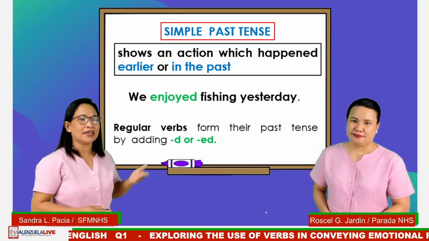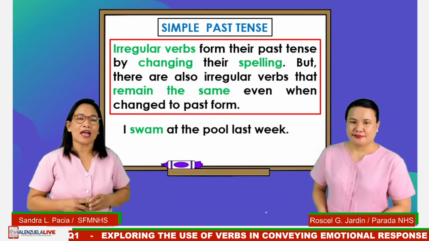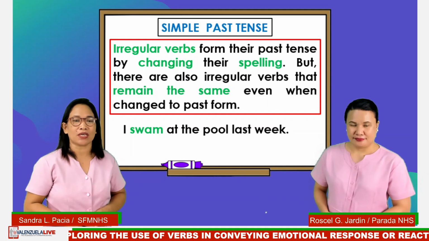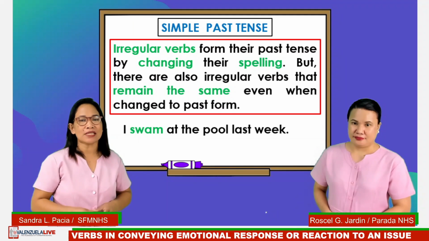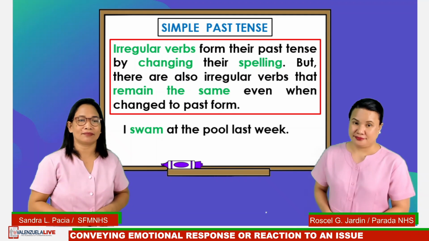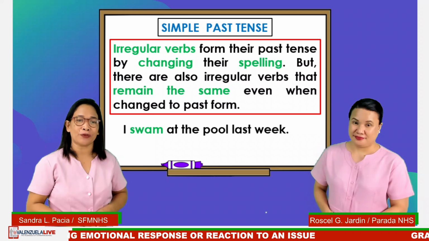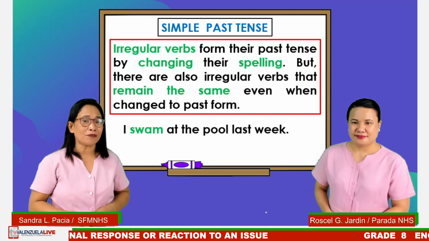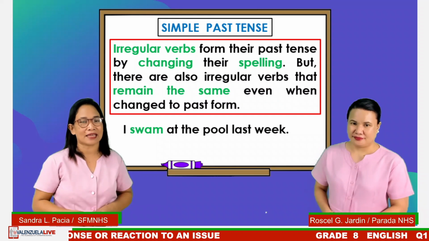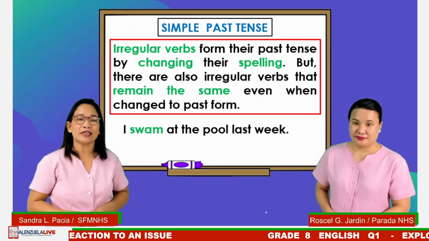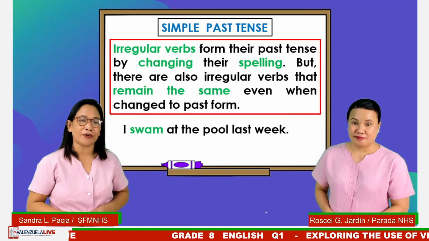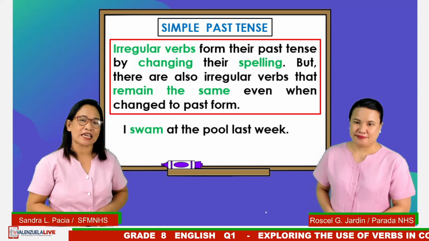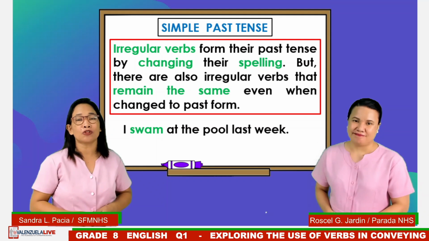Let us have another example. I swam at the pool last week. Here, the verb is swam, which is the past tense of swim. It is an irregular verb. Irregular verbs form their past tense by changing their spelling. But there are also irregular verbs that remain the same even when changed to past form.